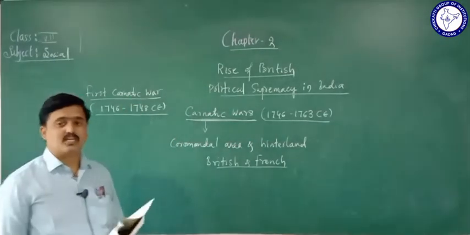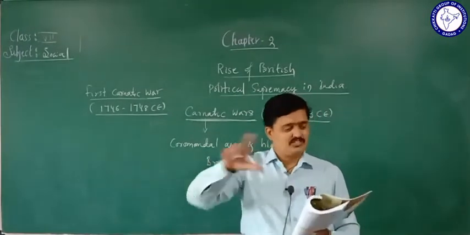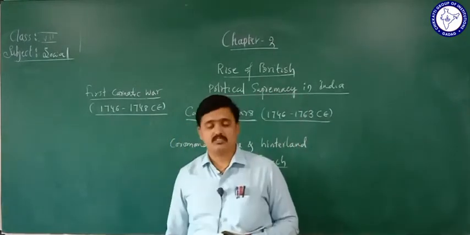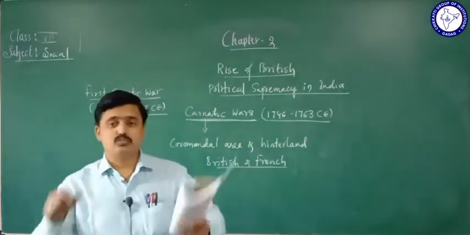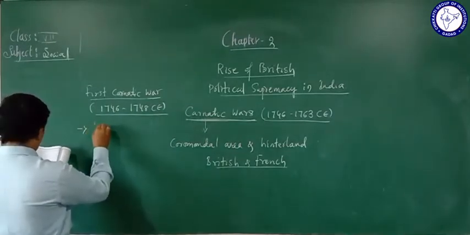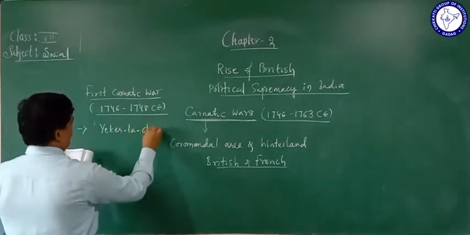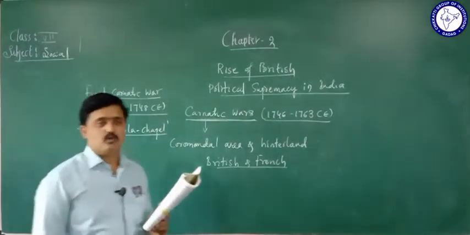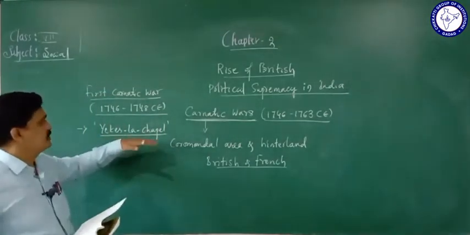It caused the First Carnatic War. In this war the French achieved the upper hand. Who achieved the upper hand in the First Carnatic War? The French. And this war was ended by the Treaty of Aix-la-Chapelle. So the First Carnatic War was ended by the Treaty of Aix-la-Chapelle.